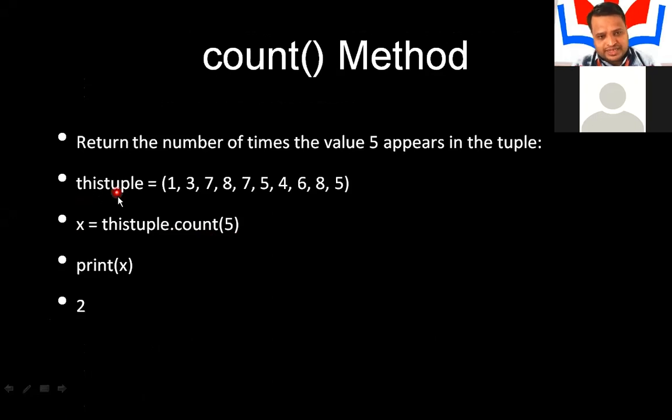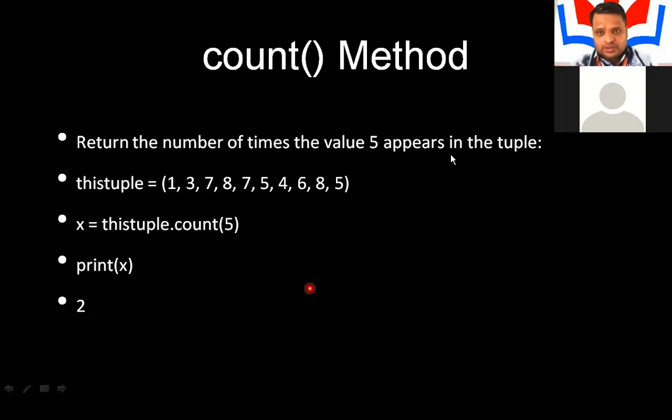In this example, this is the tuple name, and I have taken the integer values 1 3 7 8 7 5 4 6 8 5. In this particular tuple I want to count how many times 5 has appeared. So I specify tuple name dot count of 5. You can notice that 5 is repeated only 2 times, so you will get the output as 2.